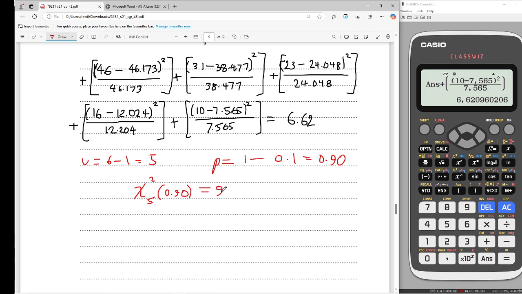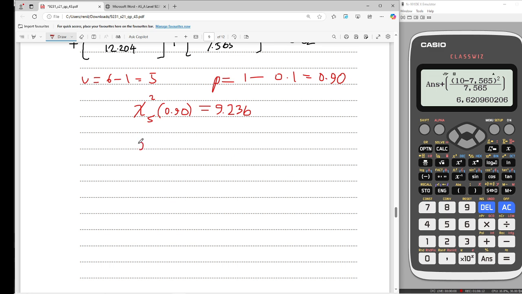And we have here 9.236. Now we compare the two values, 9.236, our critical value, with our test statistic 6.62. Critical value is greater than test, so we accept H null.